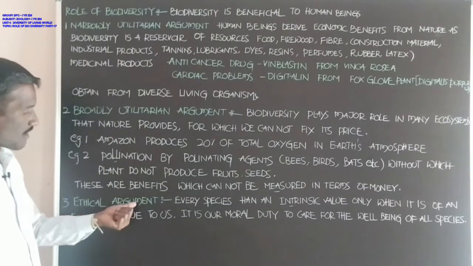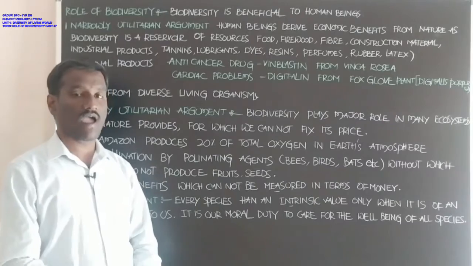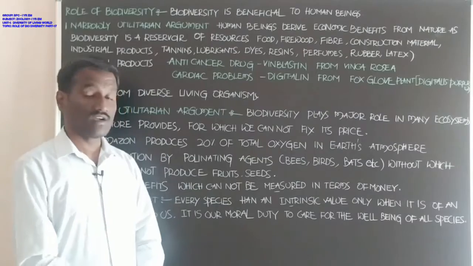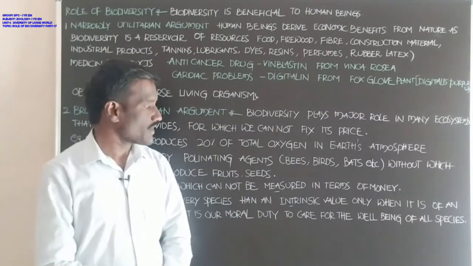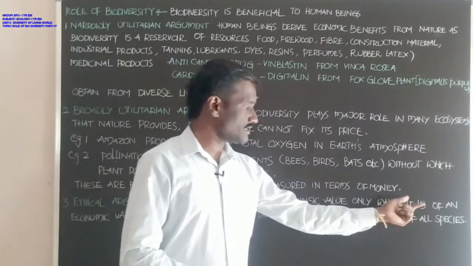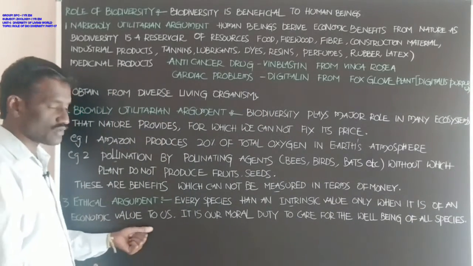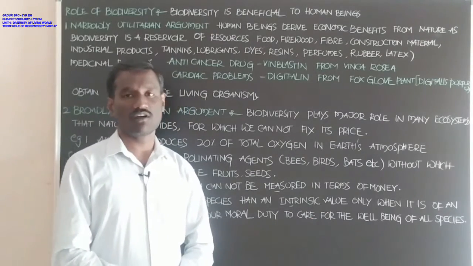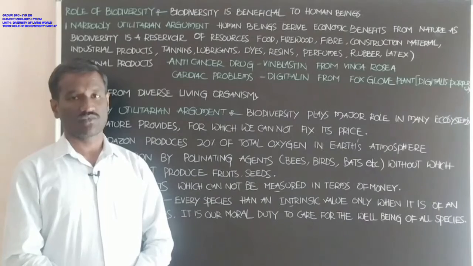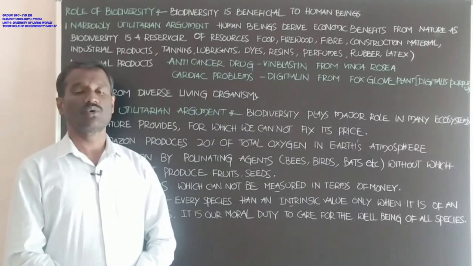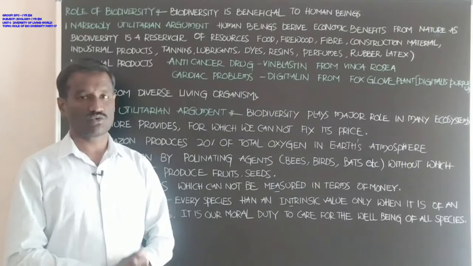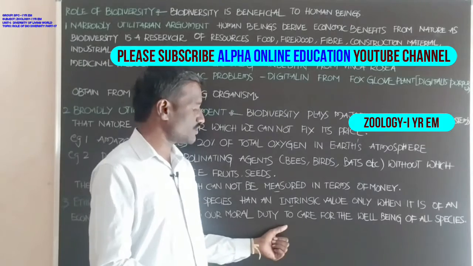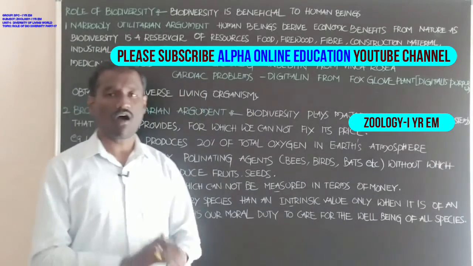Next, the ethical argument. Every species has its own intrinsic value. It is not compared with another. It is not only when it is of economic value to us; it is our moral duty to care for the well-being of all species. That is the moral value: to conserve biodiversity, to protect biodiversity. That is the moral duty to care for the well-being of all species.